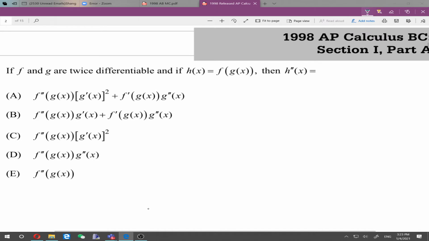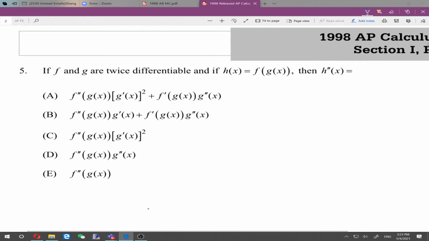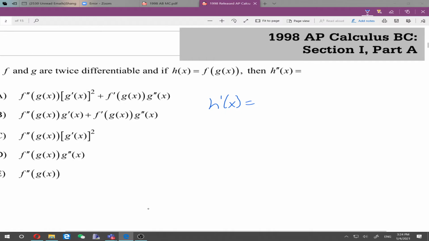We've got some twice differentiable functions here. I want to know what's going to happen to h prime and h prime prime. So first, if h of x is f of g of x, then Kyle, what is h prime? H prime is f prime of g of x times g prime of x.